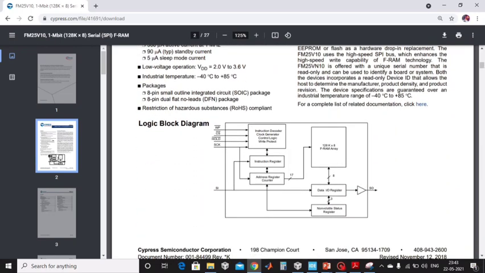So this device supports SPI communication. This is the chip select pin, this is the clock pin, this is the serial data input pin, and this is the serial data output pin. So serial data input means the master will send the data on this pin, and this device will output its data here on the SO pin, the serial output pin.